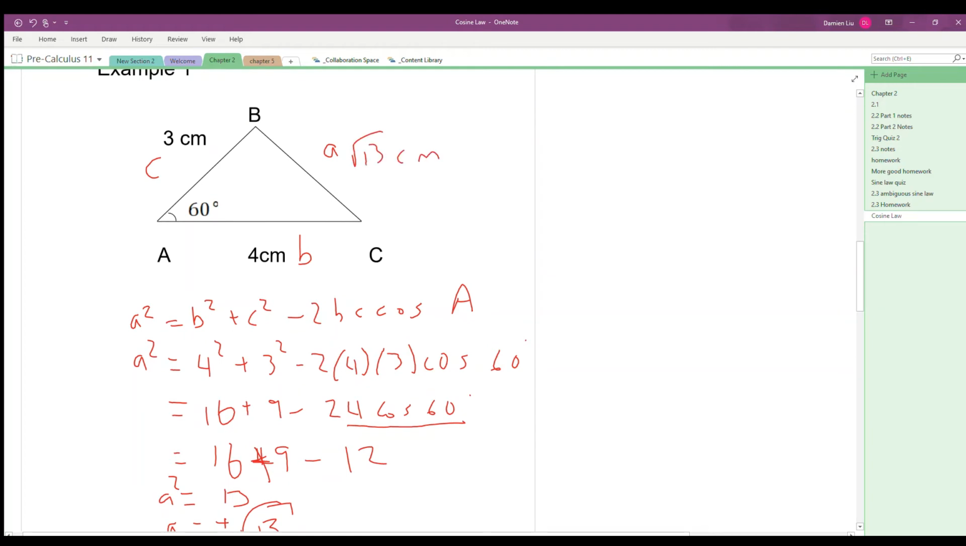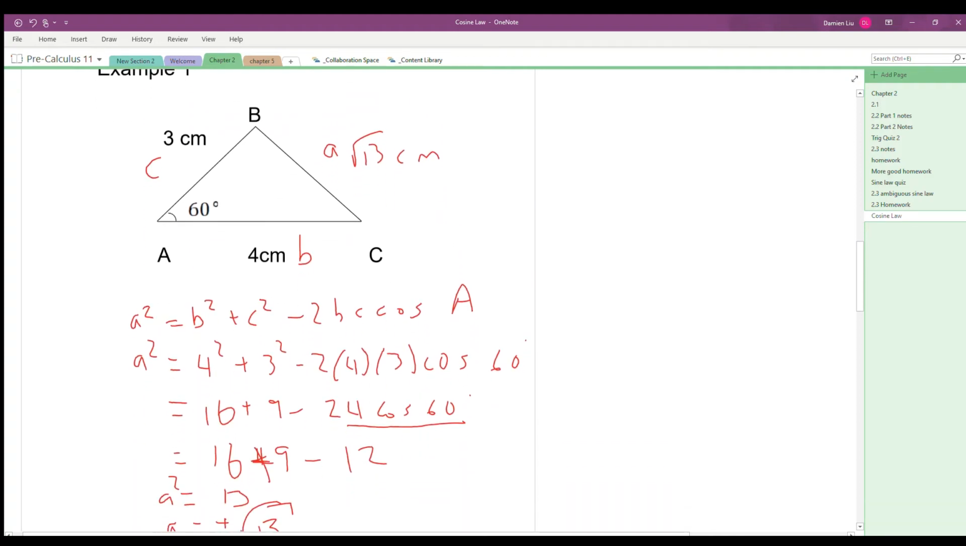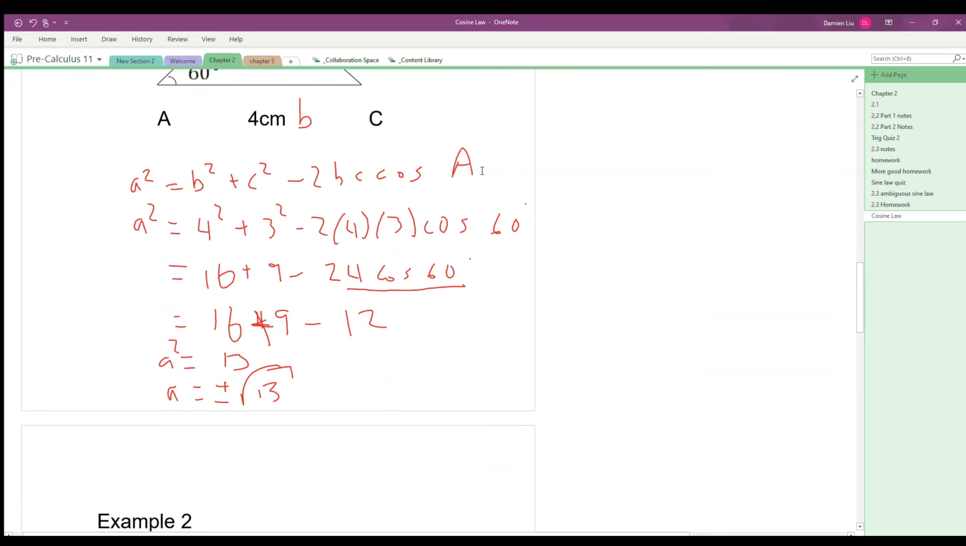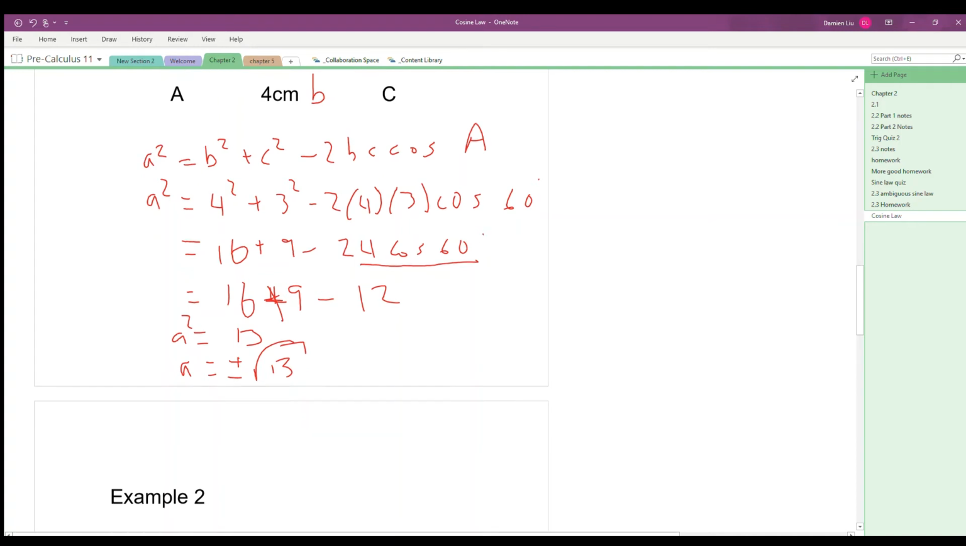All right, and that would be the exact value. If the question asked you for exact value, it's the square root of 13. If they asked you for 1 decimal place, then you would need to put it into a calculator, take the square root of 13, and answer to 1 decimal place. We'll leave it as root 13 for now, because you can always plug it into a calculator if you had to.